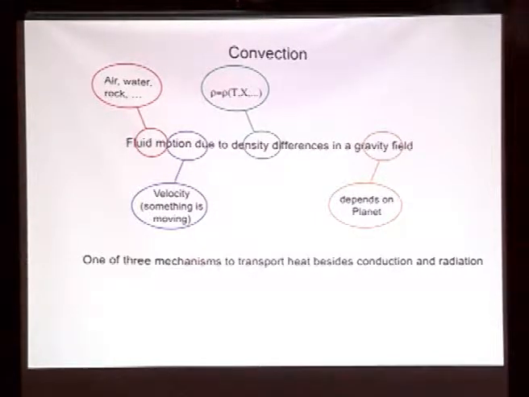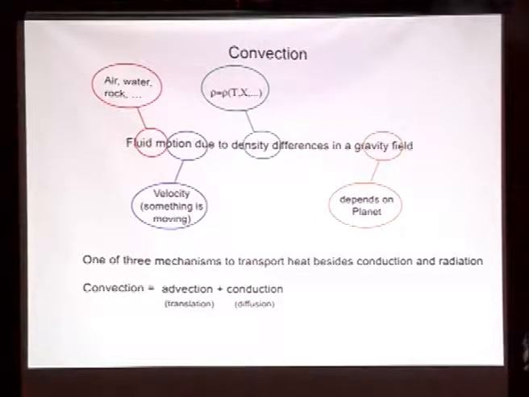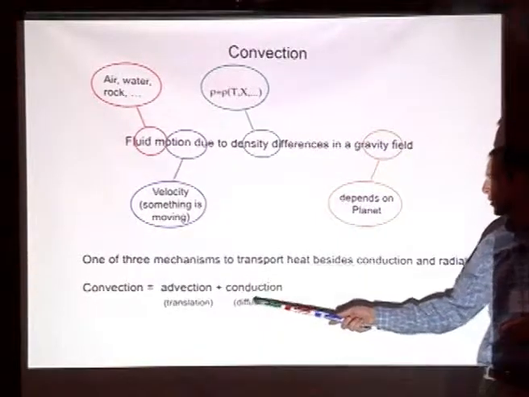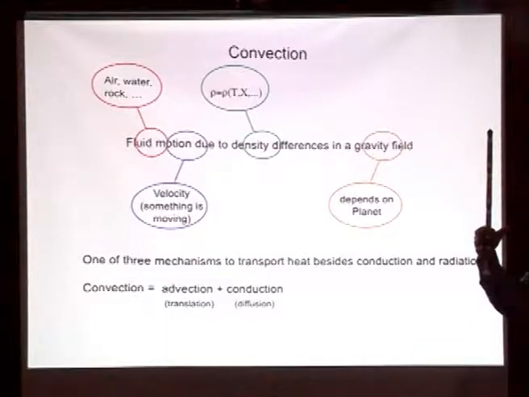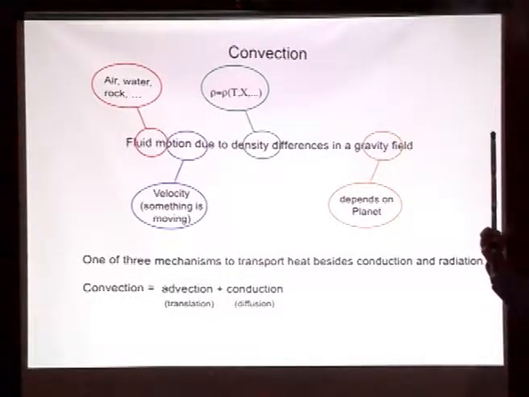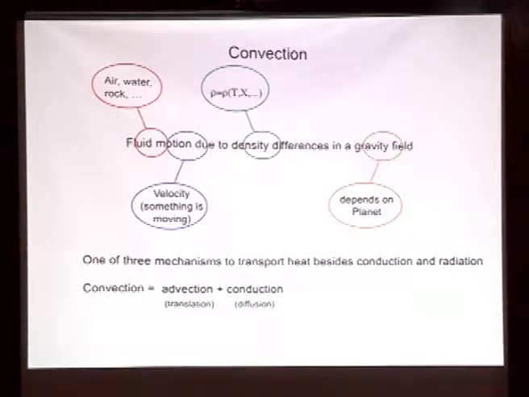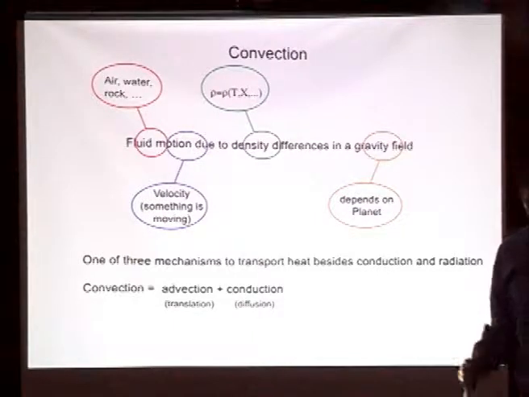Convection in general is one of the three heat transport mechanisms that we know. There's also conduction and radiation. Convection really is a combination of both advection and conduction. So if you think of any given fluid parcel, there are two ways of moving heat about. There's the option of having this fluid parcel carrying some extra heat that you then translate along to a different location. That would be advection, the translation of heat. Conduction, on the other hand, you think of this fluid parcel staying put in place where it is, and heat just slowly diffusing out. So that's the diffusive component. And convection is really both of these together.